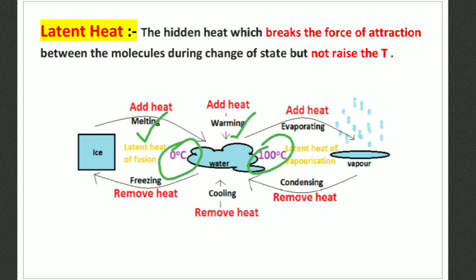Okay, so the first process is melting, from ice to water. Then 0 degrees to 100 degrees Celsius is warming. Then again, 100 degrees Celsius to vapor is evaporating. Then vapor to 100 degrees Celsius is condensing. Again, from 100 degrees to 0 degrees Celsius is called cooling. And again, from 0 degrees Celsius to ice is freezing.